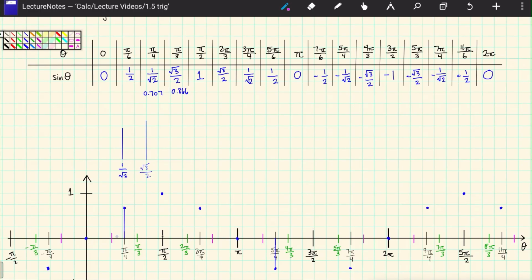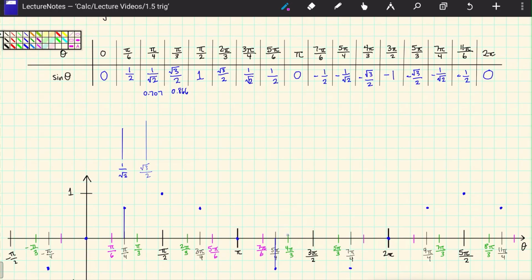Again, looking at that pi, if we could ignore the black lines, the pi over 4s and the pi over 2s, half of pi over 3 is pi over 6. So this would be pi over 6 here. And then 2 pi over 6 is pi over 3, 3 pi over 6 is pi over 2, 4 pi over 6 is 2 pi over 3, and then there's 5 pi over 6. And then 6 pi over 6 is pi, 7 pi over 6.